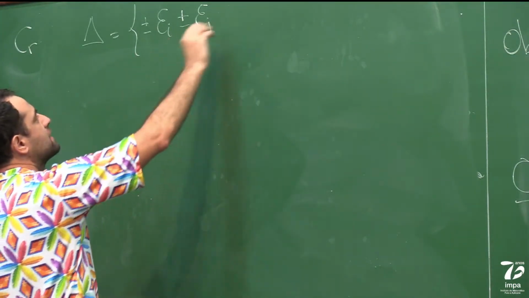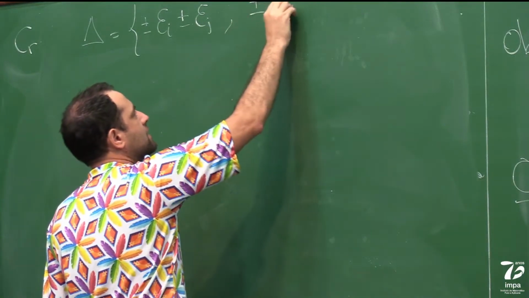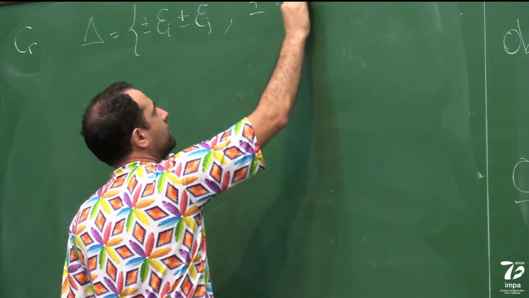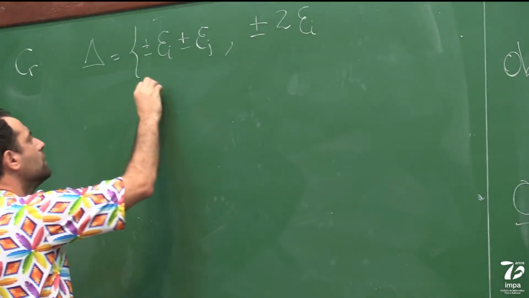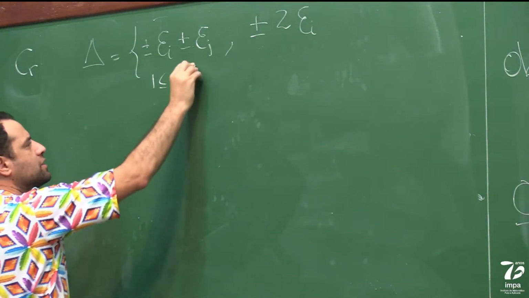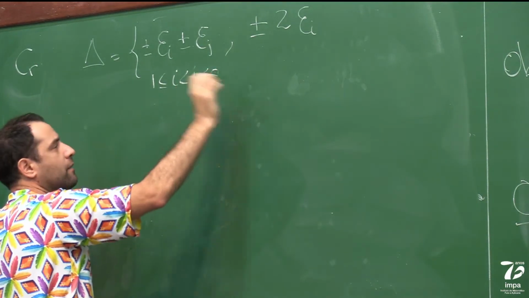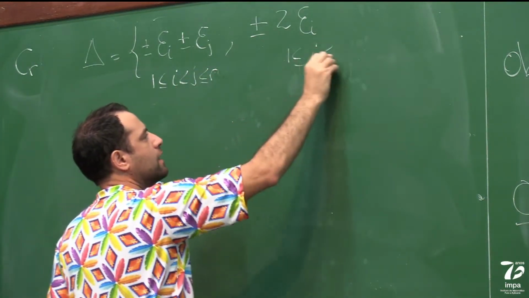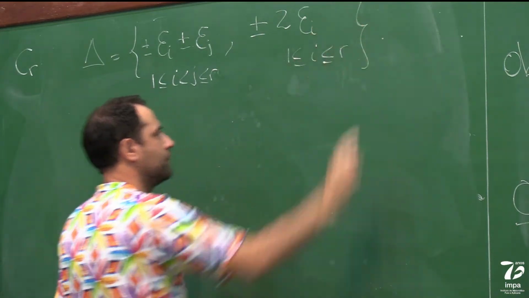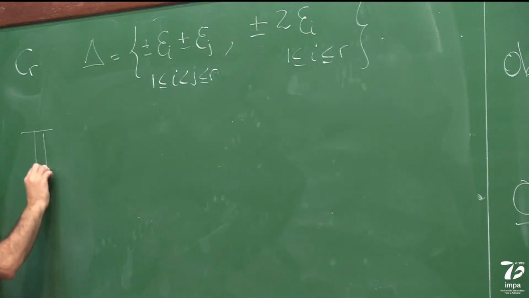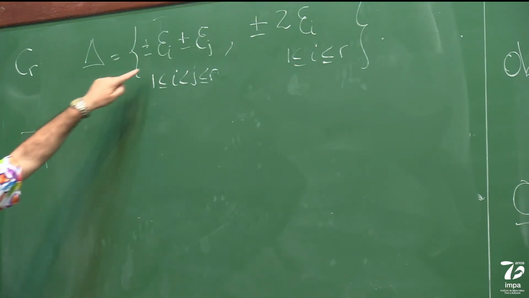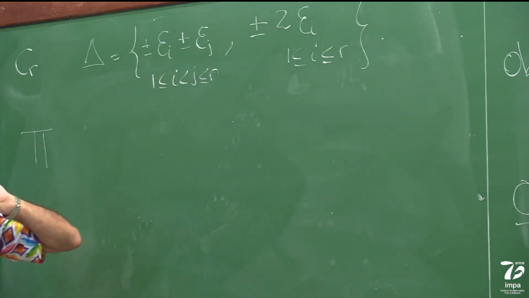All right, so I'm going to take this, guys, and I'm going to have plus or minus twice epsilon i. So again, same rule: 1 less or equal than i less than j less or equal than r. And here 1 less or equal than i less or equal than r. Same linear functional. So let's do this quickly. So I'm going to take the same linear functional, but now the set of simple roots is slightly different. So I'm looking for the minimum value for f.